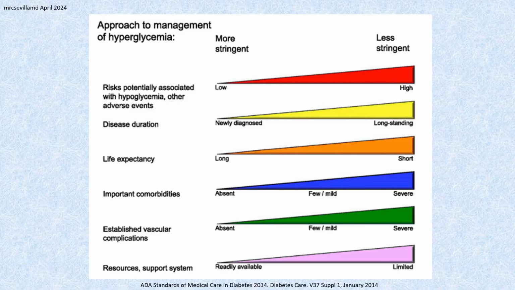If disease duration is short and life expectancy is long, then an HbA1c of less than 7 percent should be aimed for. But if the patient is frail, prone to hypoglycemia, and life expectancy is short, then it will be quite acceptable to relax and accept an HbA1c of 7.5 or 8 percent.